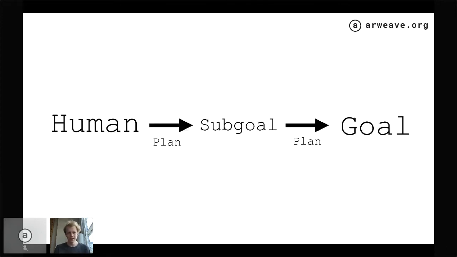So it's just like this. You have a human, they have a sub-goal, and they make a plan, and they go towards it, and then they make another plan to get towards the goal. And this process can obviously have as many steps as you want in between.